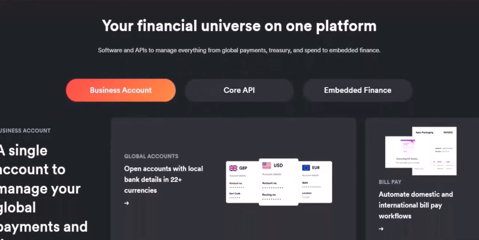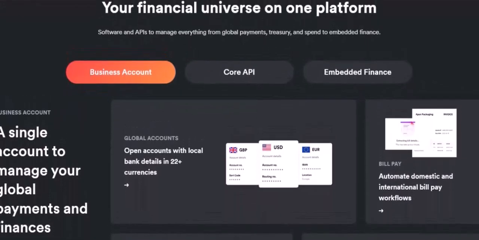Funding your Airwallex account is a straightforward process. By understanding the various methods available and following best practices, you can ensure a smooth and efficient experience. With your account funded, you're ready to take advantage of the many benefits that Airwallex offers.